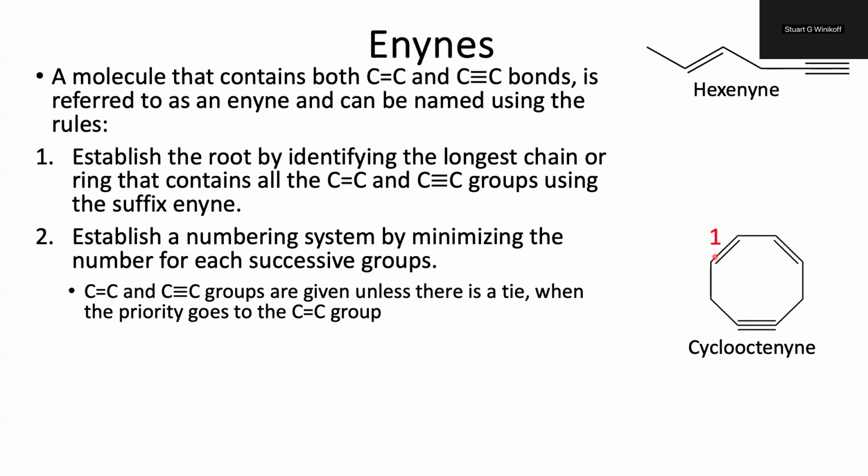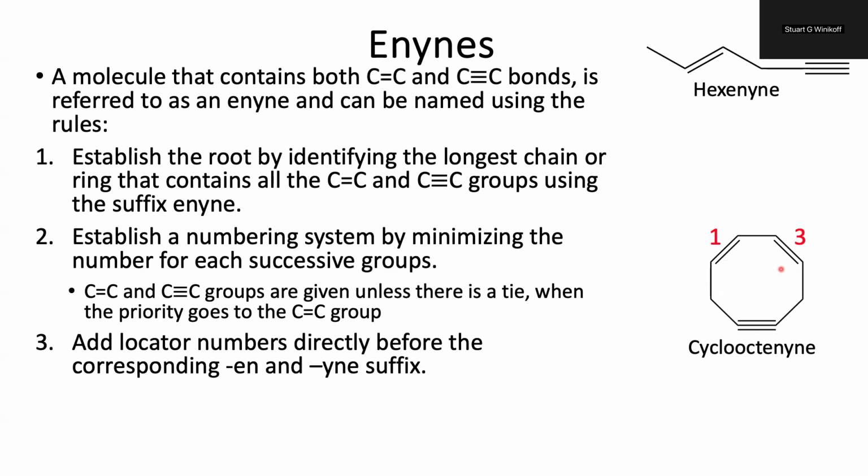Now we need to minimize the next locator. So I could go 1, 2, 3, or 1, 2, 3, 4. So if I have to choose with an alkene at 3 or an alkyne at 4, I'll choose the alkene at 3, and this means I'll be counting clockwise. Now I need to go ahead and add those locator numbers to the names. And I'm going to add each of those locator numbers before the corresponding en or yne suffix. So the alkenes go before the en, and the triple bonds go before the yne.